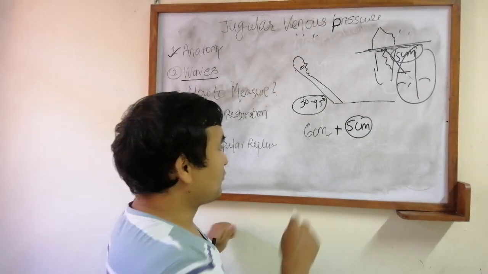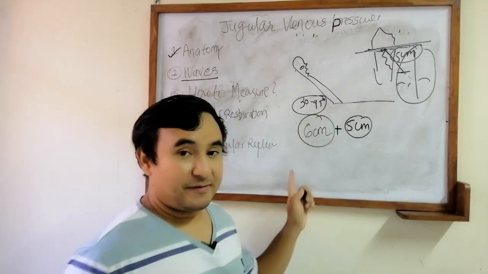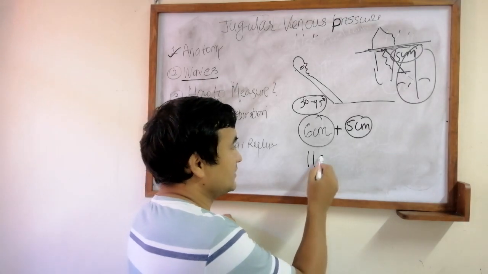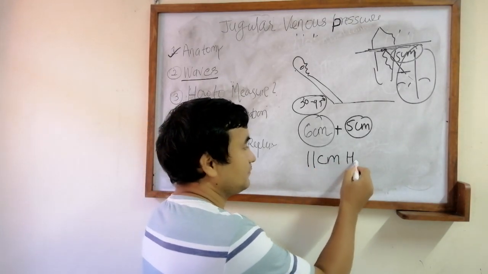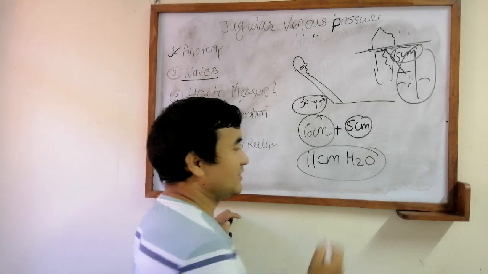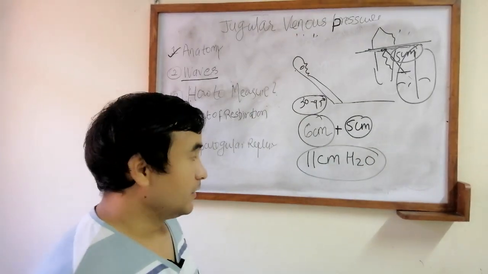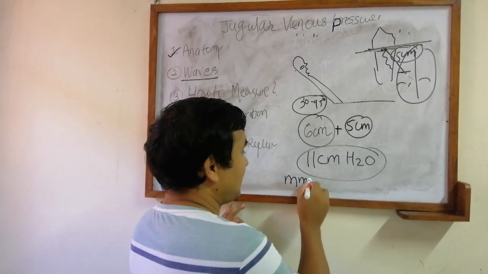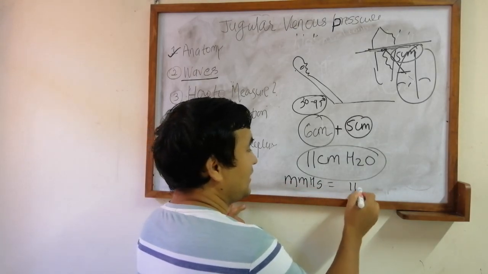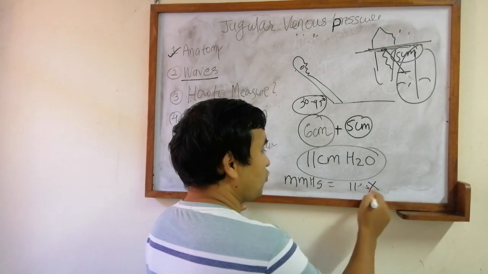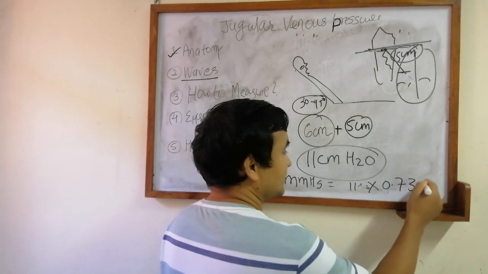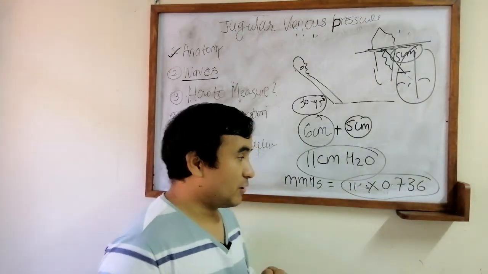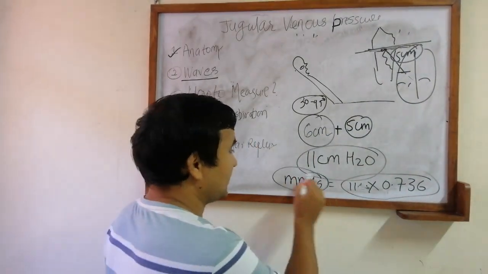And what we have to measure is this part. If this height is 6 centimeter, then your JVP is 11 centimeter of water. You have to say 11 centimeter of water. But if you have to convert into mm of Hg, then you have to multiply that by 0.736.